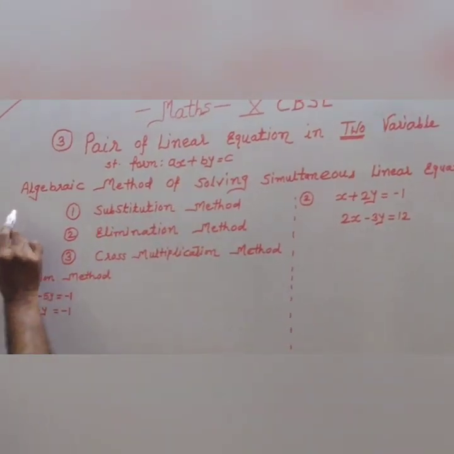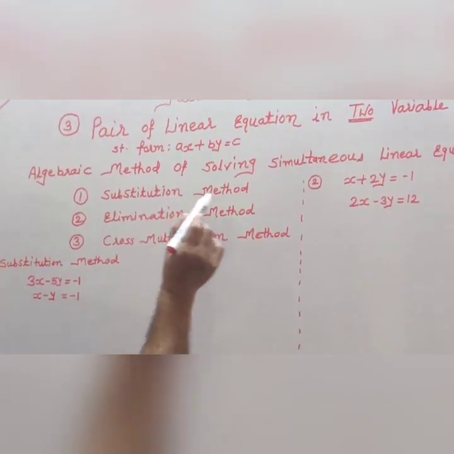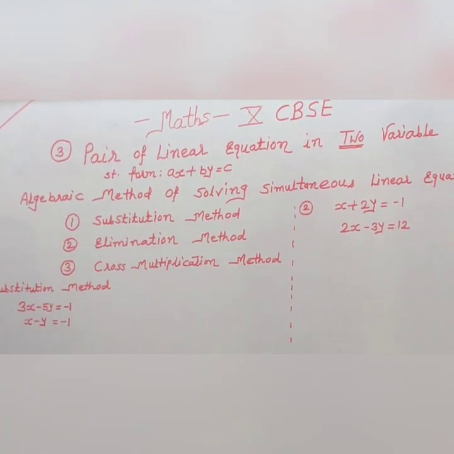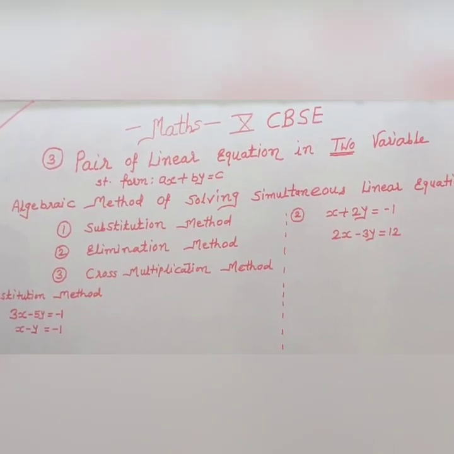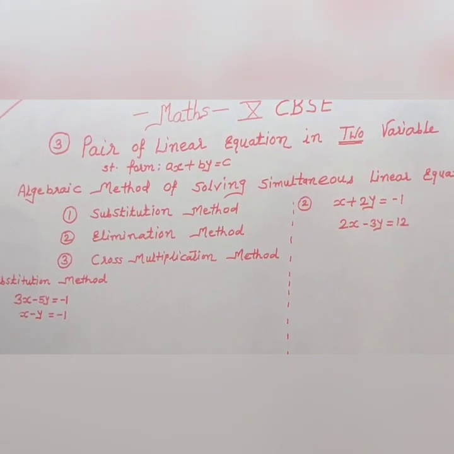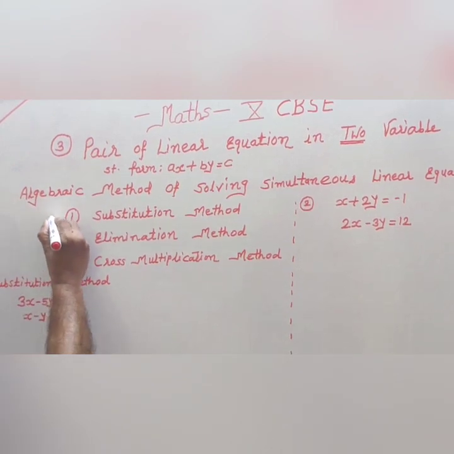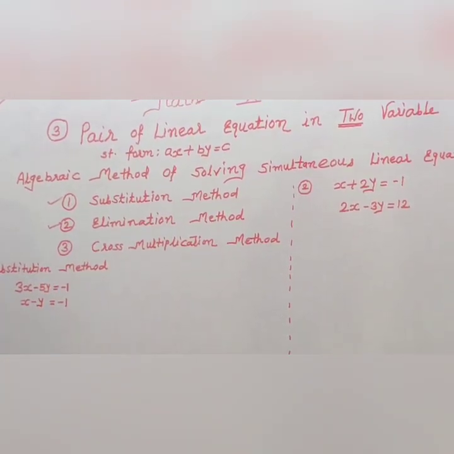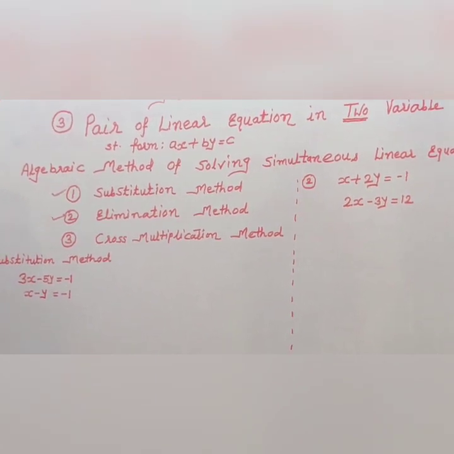What are the algebraic methods of solving simultaneous linear equations? There are three methods to solve this problem, meaning you have to find the values of x and y by these three methods. First method is substitution method. Second is elimination method, and third is the cross multiplication method.